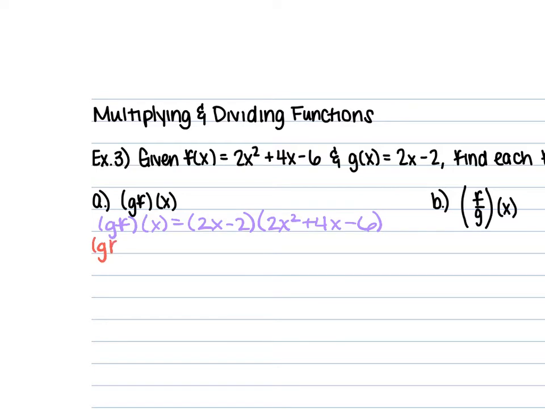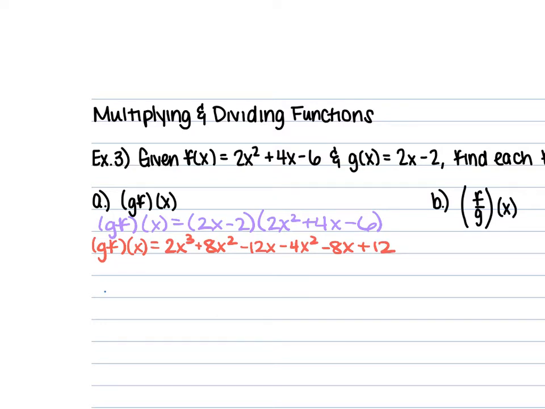So g of f of x is equal to 2x times 2x squared is 2x cubed. 2x times 4x is 8x squared. 2x times negative 6 is negative 12x. The negative 2 times 2x is negative 4x squared. The negative 2 times 4x is negative 8x. And negative 2 times negative 6 is a positive 12.